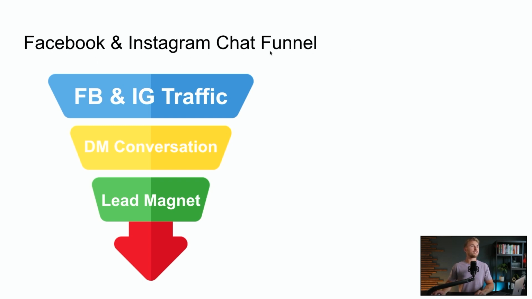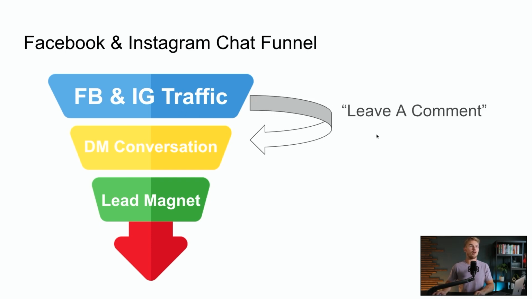So with a Facebook and Instagram chat funnel, you still have the Facebook and Instagram traffic coming in, but then you just start a DM conversation with them and then get them the lead magnet through that conversation. So with this traffic, you just tell them to leave a comment on the post, and it gets a conversation started with them automatically. And way more people are likely to do this because they don't have to go to your profile, click a link, and leave the platform.